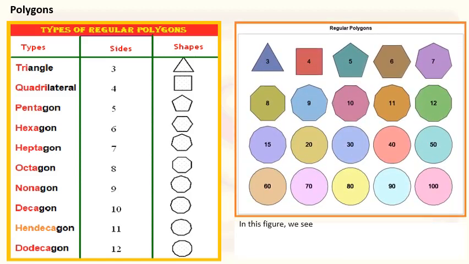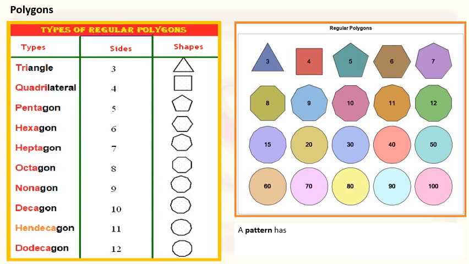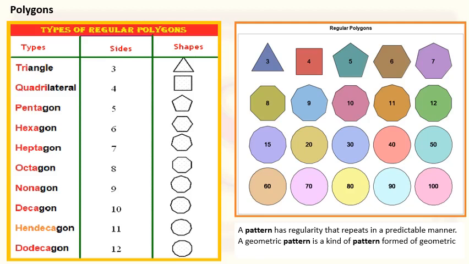In this figure, we see how the shape of a regular polygon changes as the number of sides changes. We also notice that as the number of sides increases, the polygon starts looking more like a circle. Can you observe? A pattern has regularity that repeats in a predictable manner. A geometric pattern is a kind of pattern formed of geometric shapes and typically repeated like a wallpaper design.